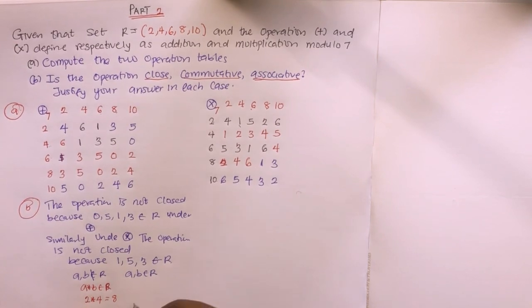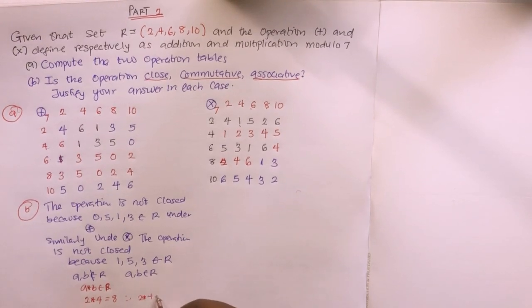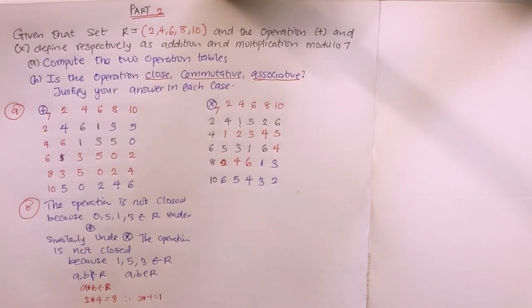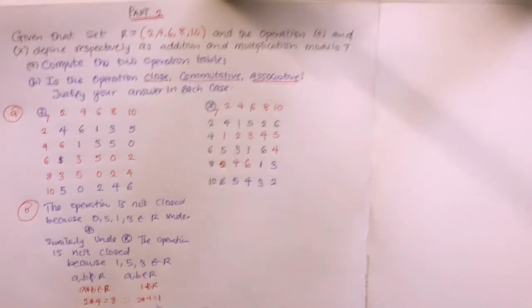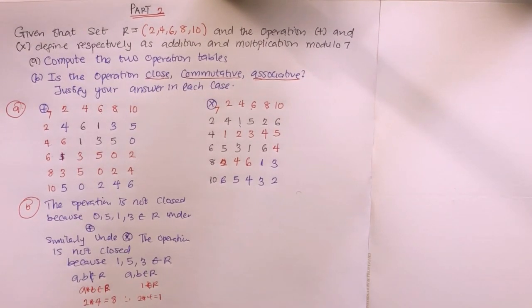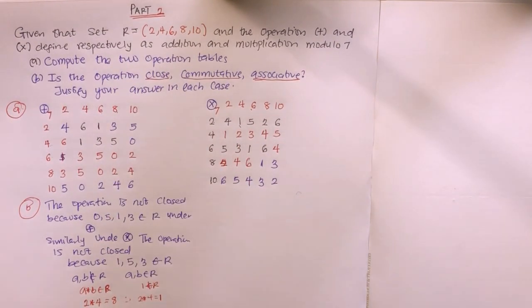But on the table, 2 star 4 here is 1. Can you see that? And 1 is not a member of R. Since 1 is not a member of R, that means the operation is not closed at all. Hope you guys are following me. The operation is not closed because 2 star 4 is equal to 1, and 1 is not a member of R. That's why the operation is not closed.